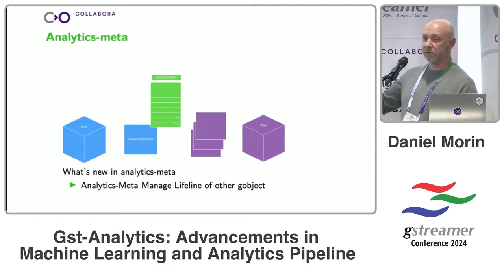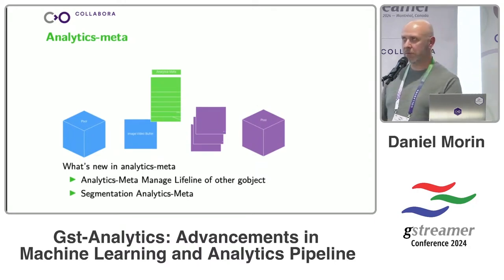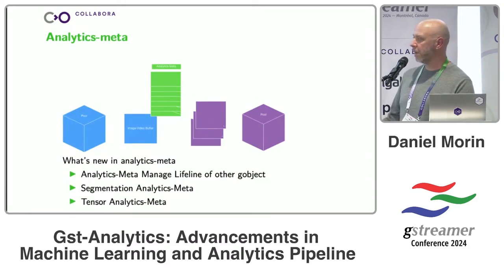So what we've done here is we added support so that each type of specific meta can actually get an opportunity to clean up, do something, when the buffer is returning to the pool. Based on this, we were able to add support for segmentation. So now there's a new, well, it's still an MR, but it's going well. There's a new segmentation analytics meta, and on top of this, they're quite similar.